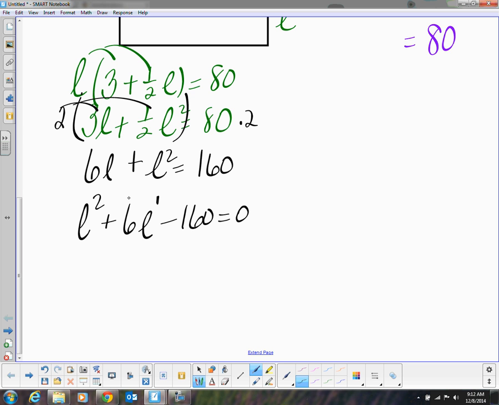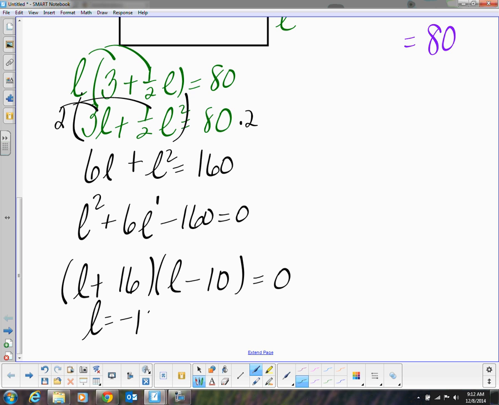You can complete the square since that is even and that is a 1. You can do quadratic formula. You can do factoring. What are the factors of 160 that subtract to give me 6? 16 times 10. So here L is equal to negative 16, L equals 10. Does that make sense for L to be negative?